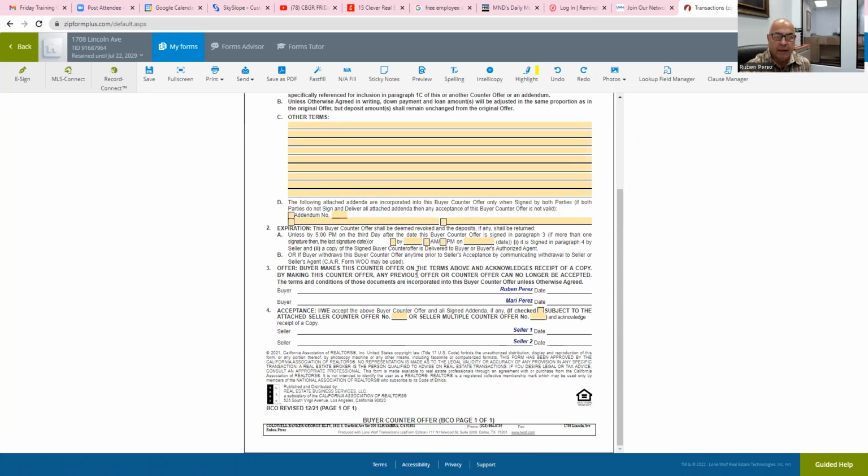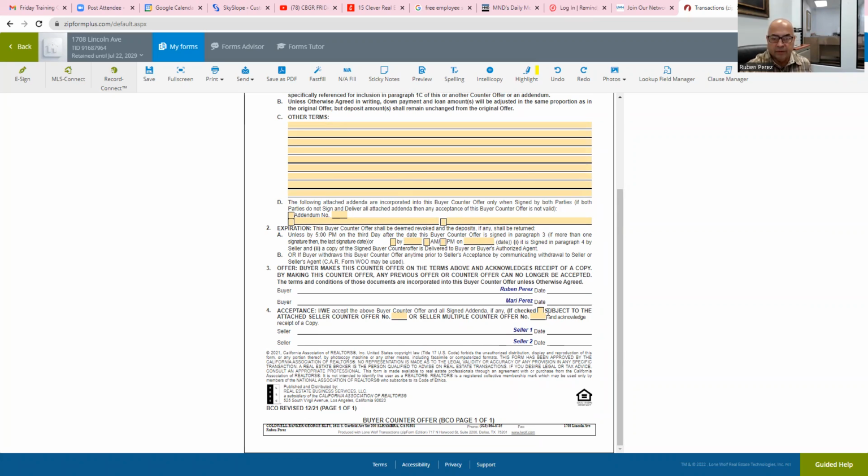Okay. And then again, on the bottom, this is where your buyers would sign, sending the counter offer number one to the seller's counter offer number one. At the very bottom right here, if the seller accepts all of this and doesn't change anything, they would sign this and then it would be accepted.